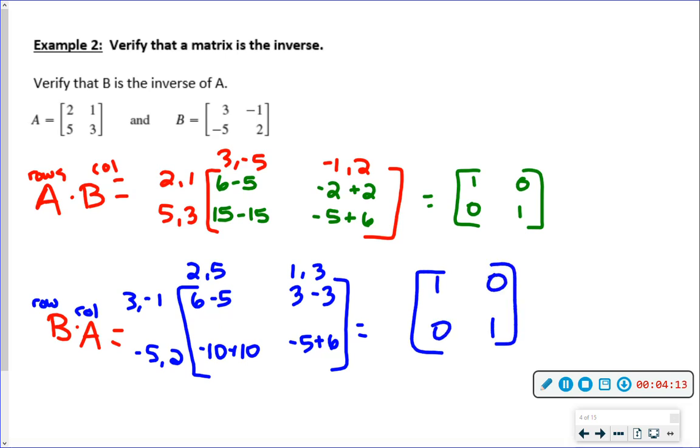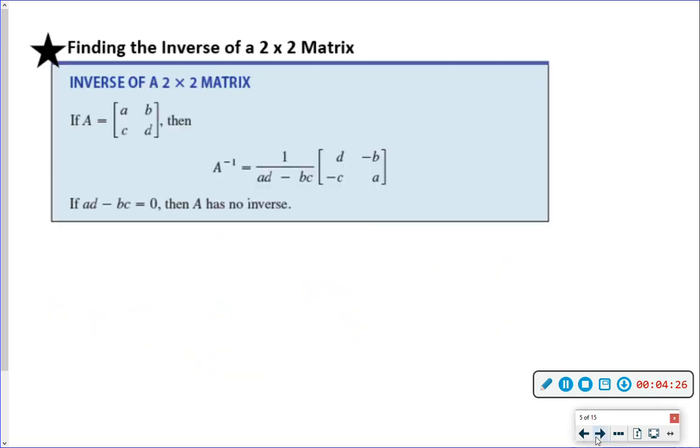So as long as you get that diagonal of ones, the identity matrix, and the zeros in both directions of multiplication, it is the inverse. That is how you would check it, which I'm sure we're all going to do. Moving on. Let's talk about how to find the inverse of a 2 by 2.